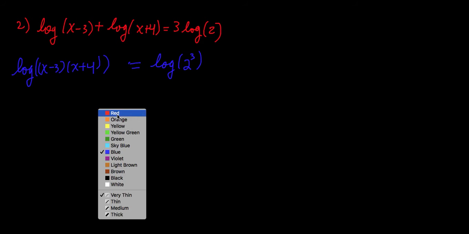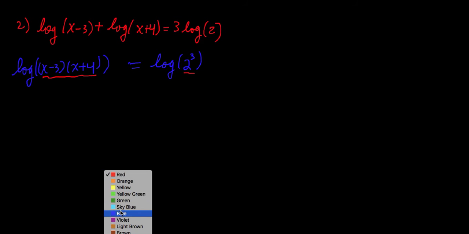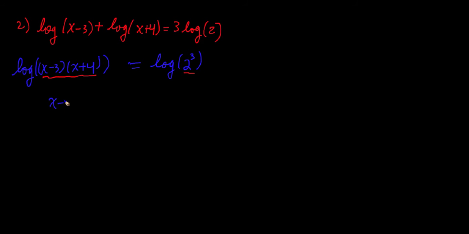Now, because once again we have a single log statement on the left and on the right, I know that what's inside of the logarithm statements must be equal to each other. So we can say that (x minus 3) times (x plus 4) must be equal to 2 to the third, which is 8. And now you really have a quadratic equation. So we multiply everything out, distribute: x squared plus x minus 12 is equal to 8. Subtract 8 from both sides: x squared plus x minus 20 equals 0.